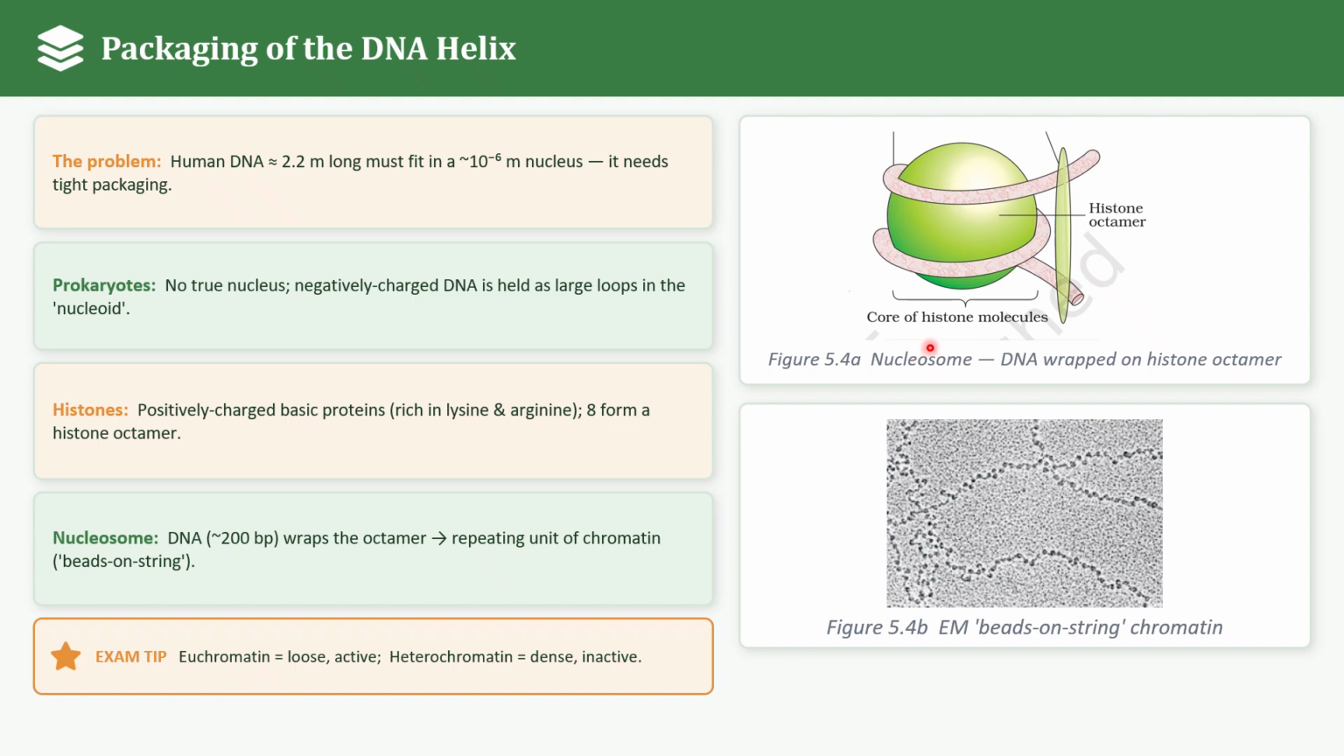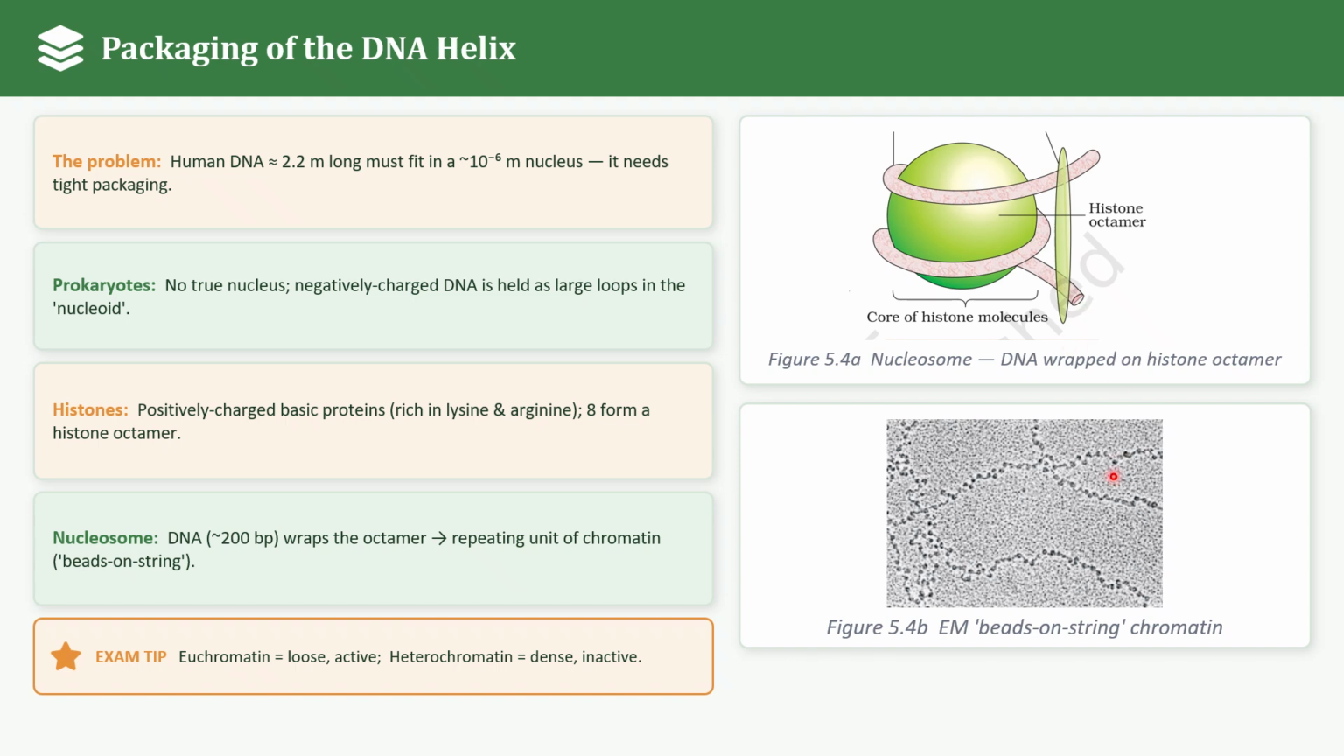You can compare it to a thread wound around a spool. This is the histone octamer, this is the spool, and this is the DNA thread. Just observe this diagram. At the center, you can see the histone octamer. Around it, DNA is wrapped nearly 2 turns, and this one complete DNA-histone unit we call the nucleosome. This is the smallest structural unit of chromatin.